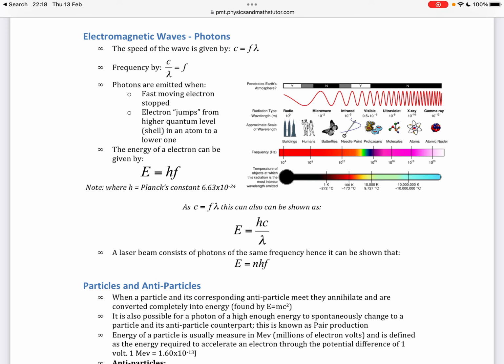I want you to know that particle physics, or what we called earlier the nuclear physics, isn't done so far. There's still a lot of stuff, but it will be in other topics. For example, over here, the photons. Photons are under electromagnetic waves. We need to know that the speed of the wave is given by c equals f lambda.